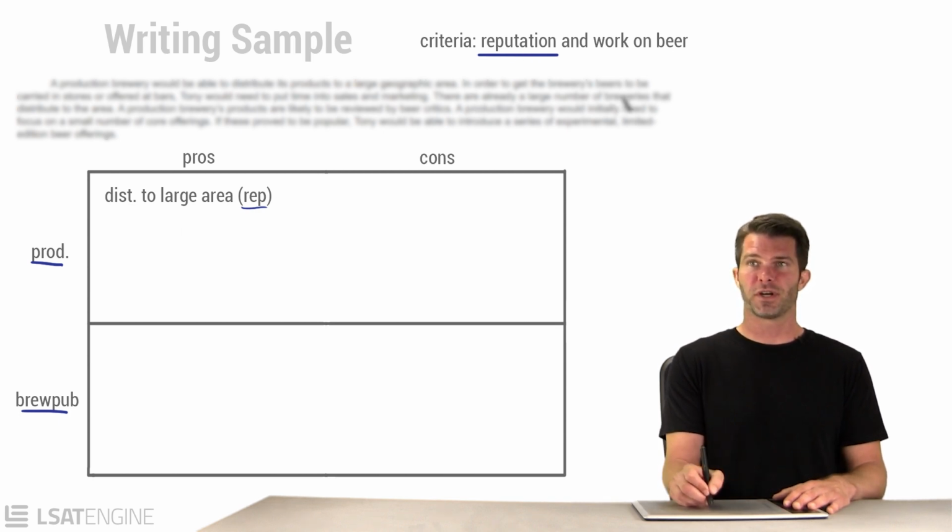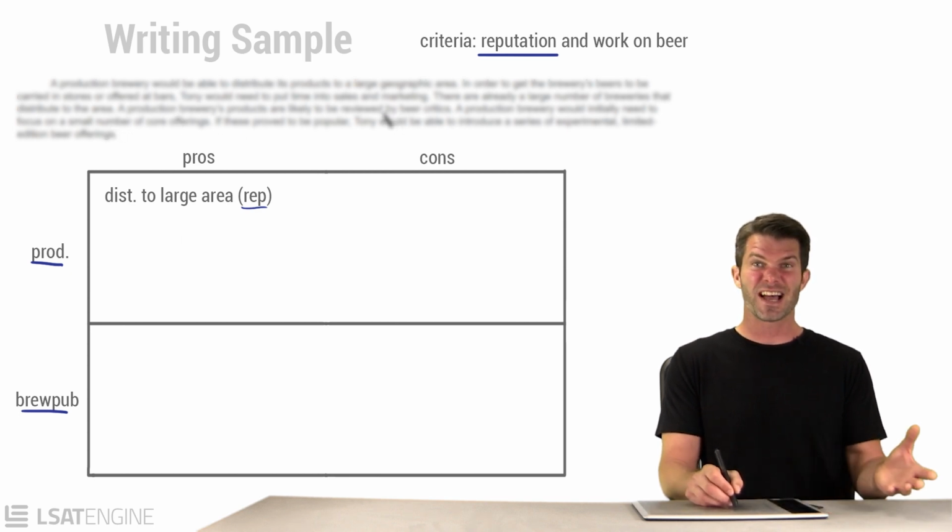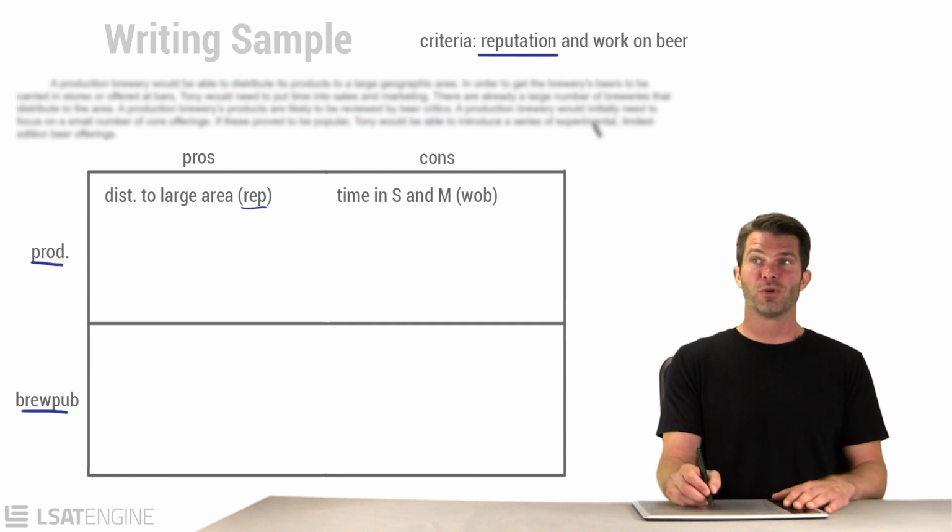The next thing we're told is that in order to get his beer in stores and at bars, he needs to put time into sales and marketing. That's time away from making new beers, right? Which is his other criteria. So that's a con as far as working on beer. He's got to put time into sales and marketing.